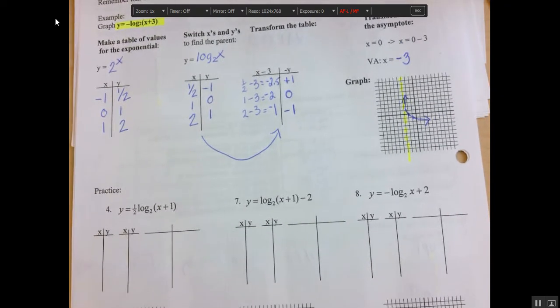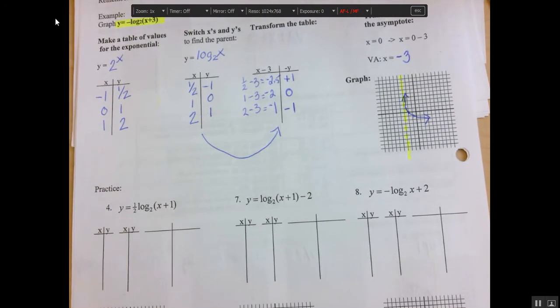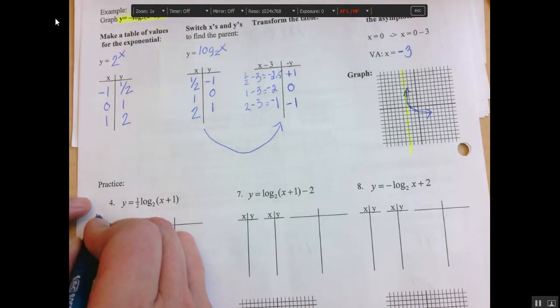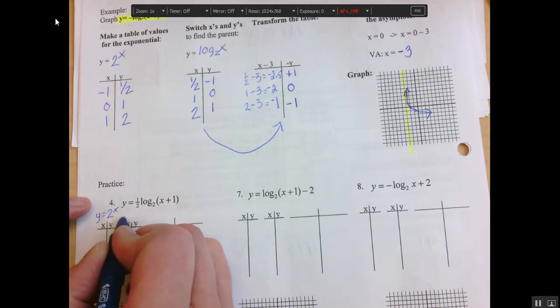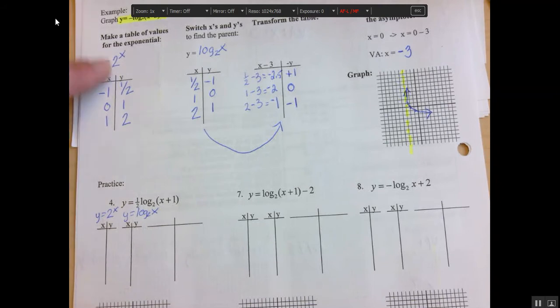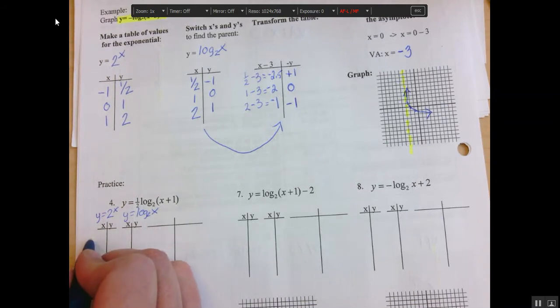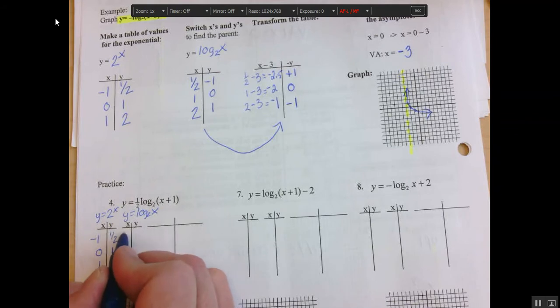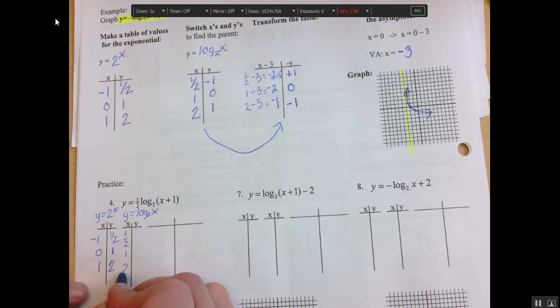Let's do number 4. Actually, is there anything that's harder? No. Let's do number 4. So y equals 2 to the x is here. Y equals log base 2 of x is here. If you don't care to copy the first table over, it is the same one you just did. That's fine. Then you switch your x and y, so this is 1/2, 1 and 2, and this is -1, 0, and 1. And now the transformations.